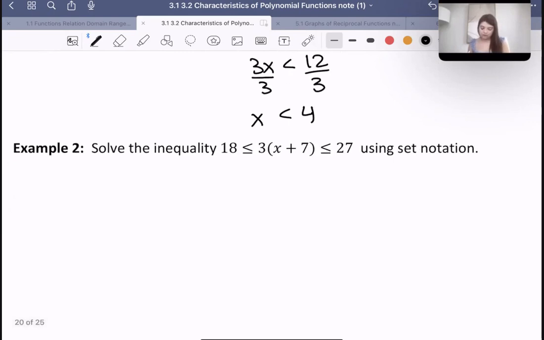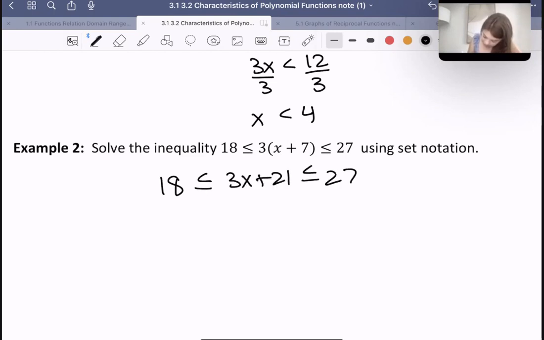Okay, let's try number 2. The first thing I'm going to do here is expand my 3 into my x plus 7. However, you could just divide by 3 and do it that way, and you'll get the same answer. This is just a preference of mine. So 18 is less than or equal to 3x plus 21, which is less than or equal to 27.